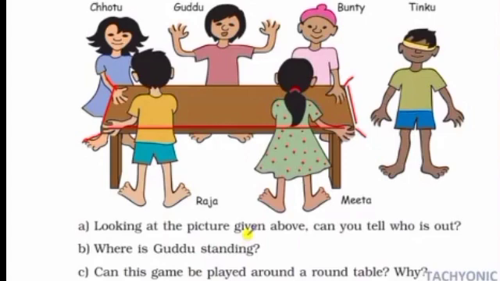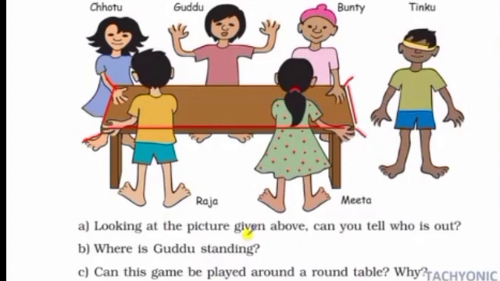Second, question number B. Where is Guddu standing? Against the edge of the table. You can see the edge of the table, and he is against the edge of the table. You can write against the edge of the table.